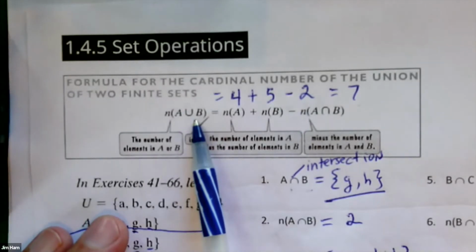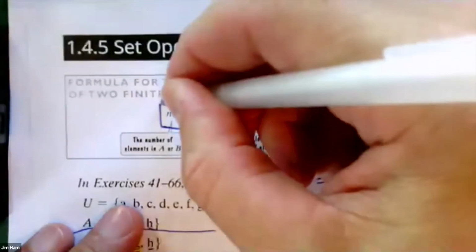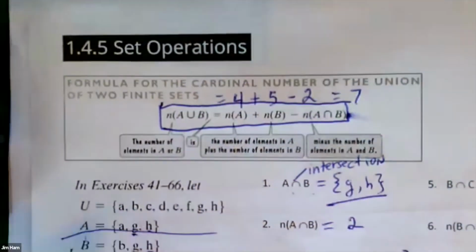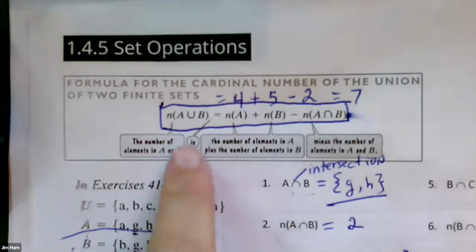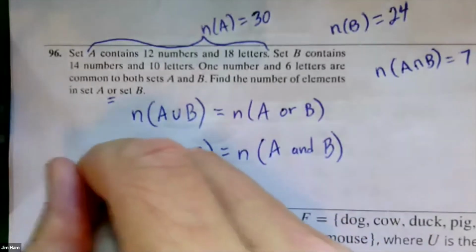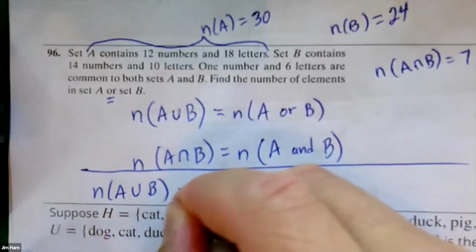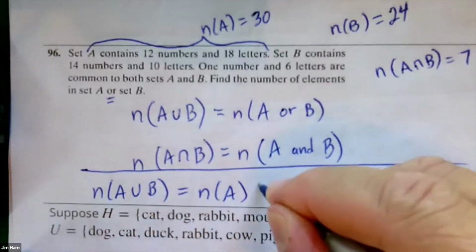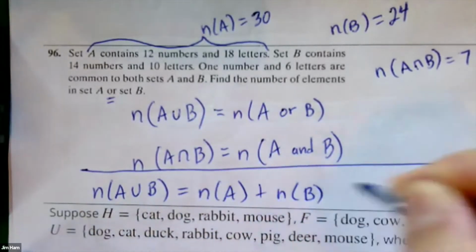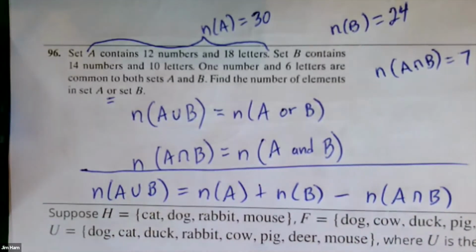This was the very first result that I gave you today. And here's the formula that relates those 4 numbers in that other problem. So I'm going to rewrite this formula, and then we're going to come back and answer. The number of elements in A union B is equal to the number of elements in A plus the number of elements in B minus the number of elements in A intersect B. That was the formula from the previous page.